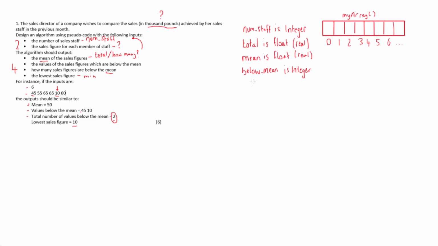And then we've got the lowest sales figure. So that is going to be min. And the lowest sales figure, if the input is a float, then this minimum value will be a float in the end. Okay? So don't worry if I've forgotten any. I might add them in later on. I can always add them to the side over here. But normally I always forget some variables and I leave some space at the top in order to add it in as we go.